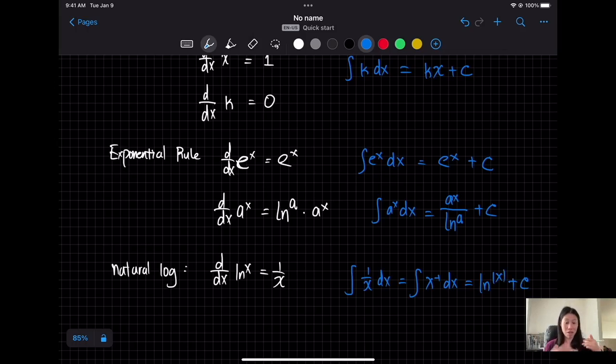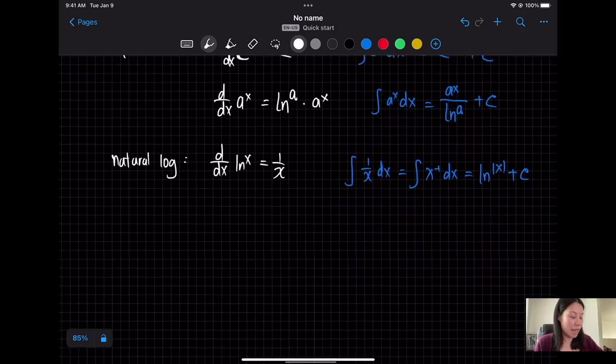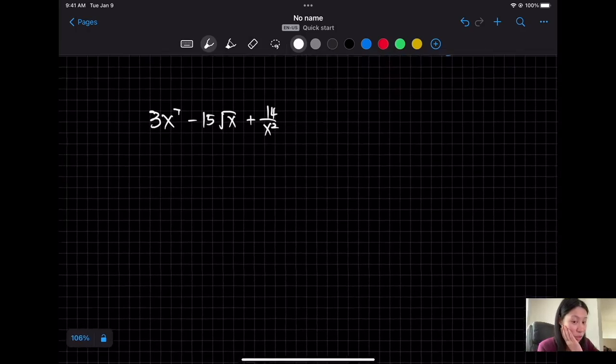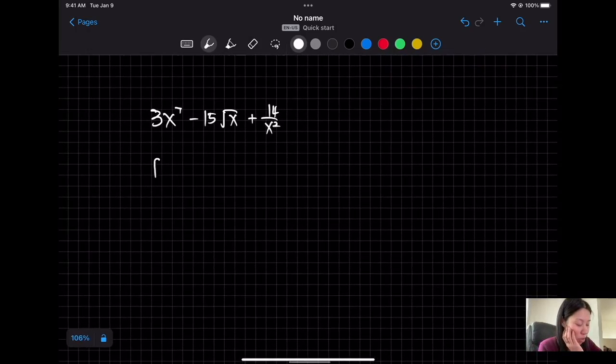Okay, with these rules, let's try to do some examples. For example, I want you to find the antiderivative of 3x to the 7 minus 15 square root of x plus 14x squared. Well, if it's finding the antiderivative, we already learned the antiderivative notation is going to be this one.